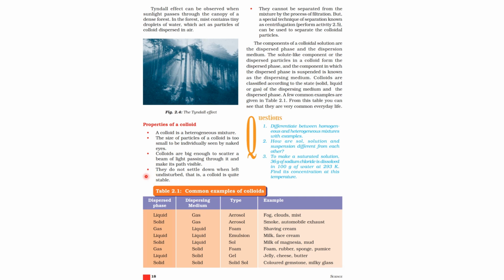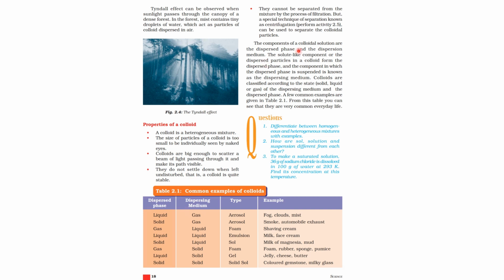And one more thing, when a colloidal solution is observed under a microscope, the colloidal particles undergo random motion in all directions over a large area. This motion of dispersed phase particles is known as Brownian motion. So Brownian motion means a zigzag motion of the particles. And why are they moving? Because they are constantly bombarded by the molecules of the dispersion medium.